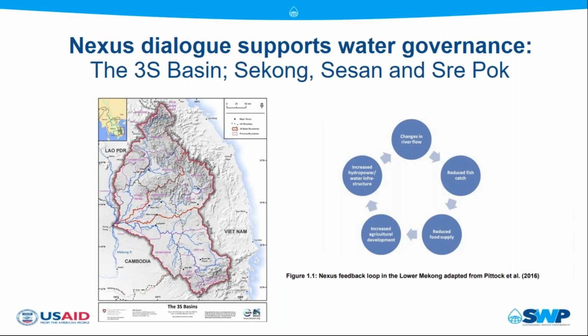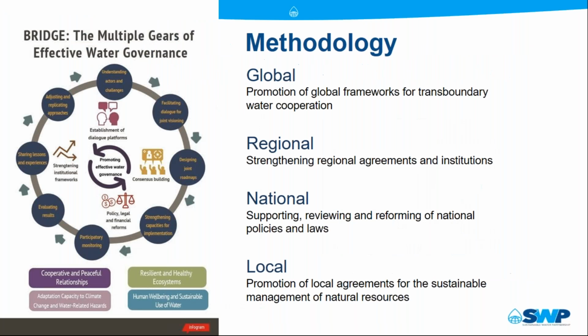Sure. So now I'm going to take us to the 3S basins, Sekong, Sesan and Sre Pok basins, which are embedded within the broader mighty Mekong River basin. And this case study focuses on a Nexus dialogue to support water governance. And whilst that might not necessarily speak transboundary, just bear with me and it will hopefully become clearer.